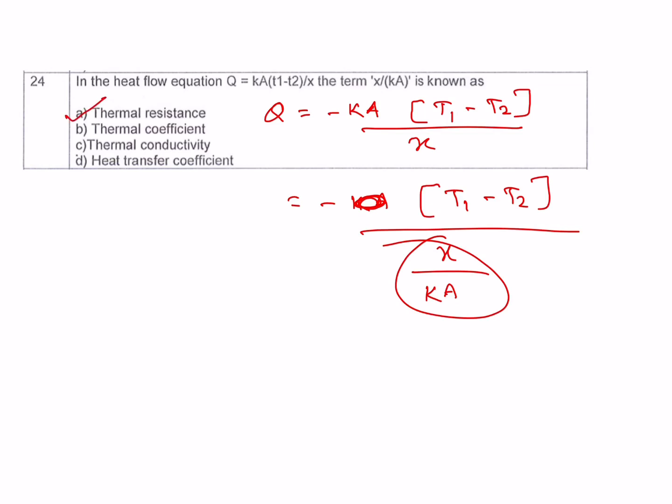Thermal resistance. A is your correct answer. X by KA is your thermal resistance to heat conduction. K is your thermal conductivity. Then H is your heat transfer coefficient. This one is H. From Newton's law of cooling you will get Q equal to HA (Ts minus T infinity), surface temperature minus outside or environment temperature.